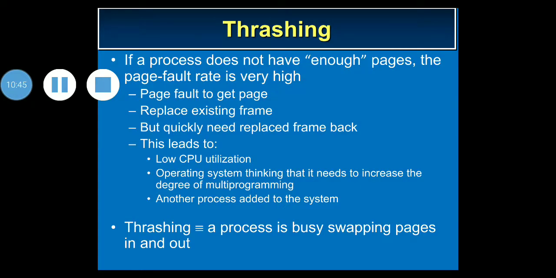Now, what is thrashing? If the process does not have enough space, the page fault rate is very high. A page fault occurs, to get a page, it replaces an existing frame, but quickly needs that replaced frame back. This leads to low CPU utilization. The operating system, thinking that it needs to increase the degree of multiprogramming, adds another process to the system. So what is thrashing? Thrashing is when a process is busy swapping pages in and out, hence the overall performance of the computer decreases. This is known as thrashing.